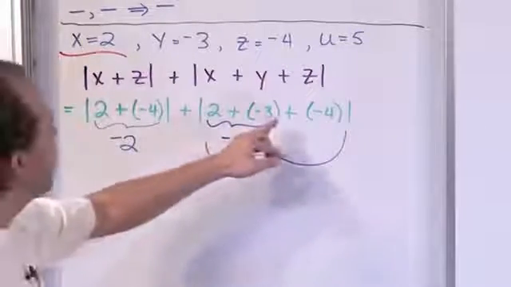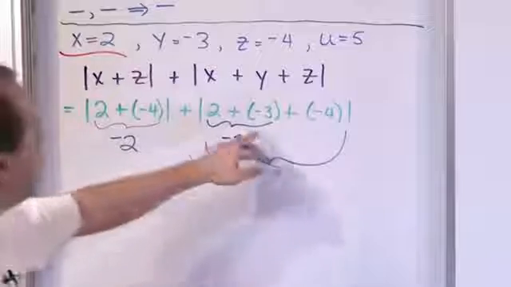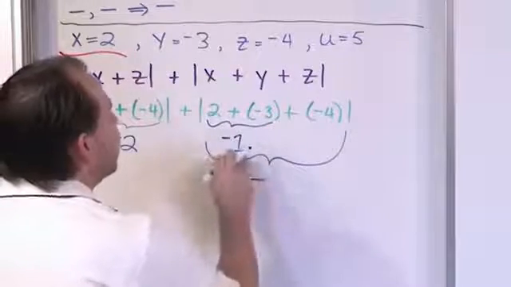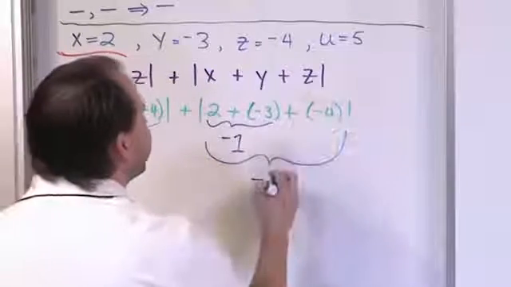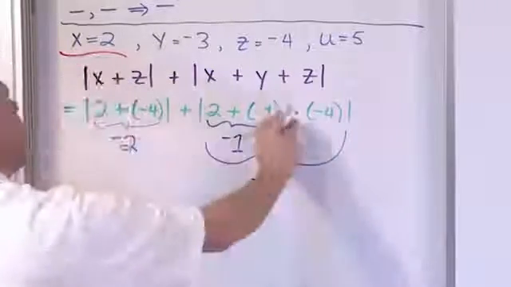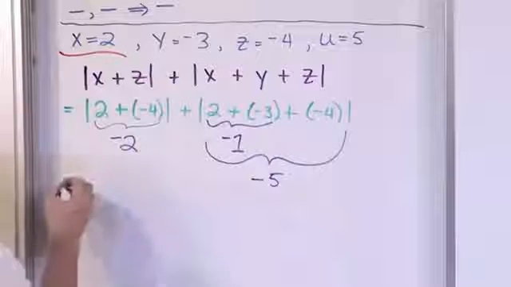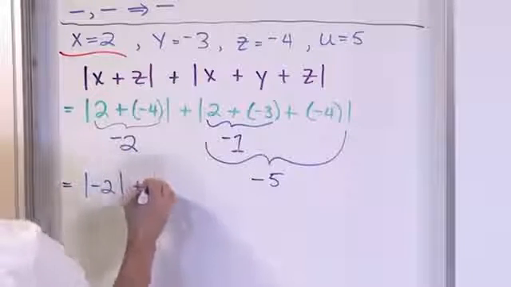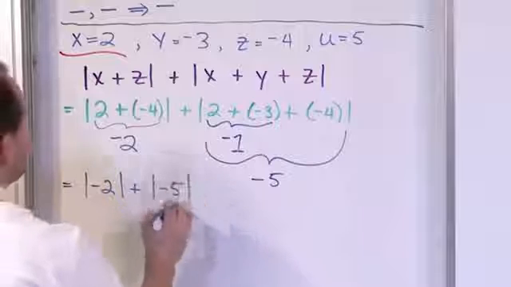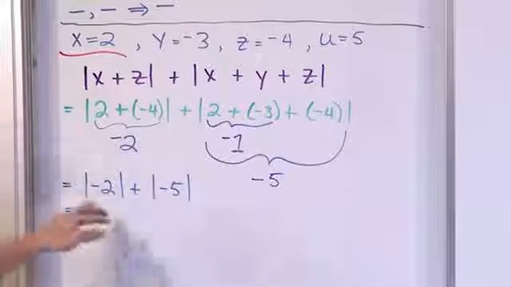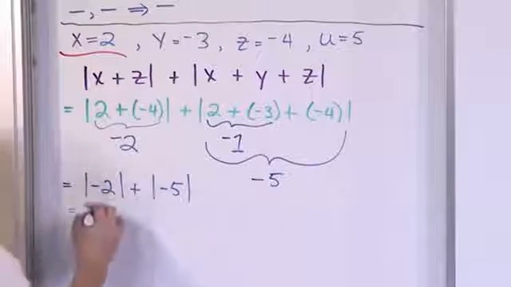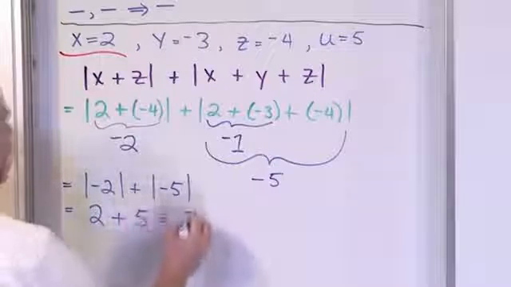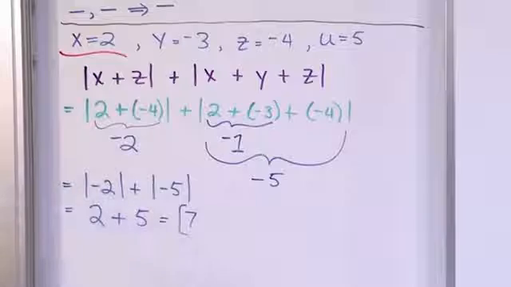So how do we do negative 1 plus negative 4? Well, they're both negative, right? So the answer is always going to be negative, and since they're both negative, we add them together. 1 plus 4 is 5. So the answer to this whole thing inside there is negative 5. So if you're going to rewrite it, it would be absolute value of negative 2 plus absolute value of negative 5. What's the absolute value of negative 2? You just take the sign away. Absolute value of negative 5, you take the sign away. 2 plus 5 is 7. So the answer is positive 7.